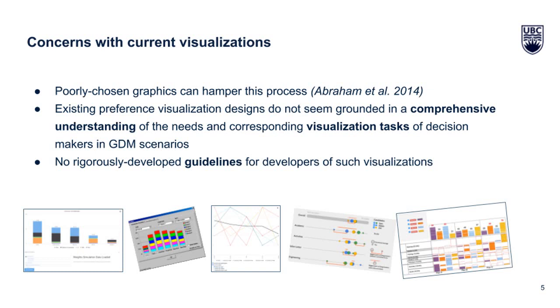However, not all visualizations are equally effective, and a poorly chosen graphic can hamper the process of preference inspection. While existing preference visualization designs can be effective for some tasks related to preference inspection, none are grounded in a comprehensive understanding of the needs of decision makers in GDM scenarios. Further, we were unable to find any rigorously developed guidelines for developers of such visualizations.